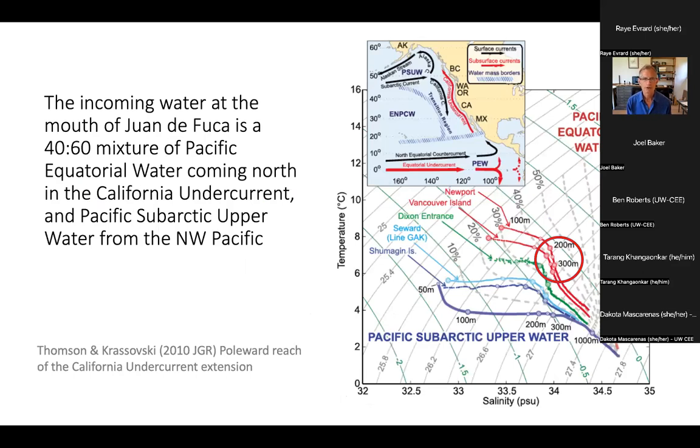Then thinking about the water that comes into the mouth of the Strait of Juan de Fuca through the estuarine exchange flow, it's pretty complicated. It's a mixture of waters coming from the south. The Pacific equatorial water comes in the California undercurrent. And then there's also the Pacific subarctic upper water from the Northwest Pacific. And that drifts across the ocean, might take 7 or 10 years to cross the Pacific from the Northwest Pacific. So it inherits a lot of whatever variability is along the way. Next slide.